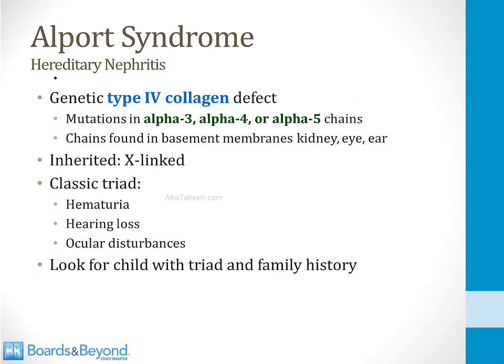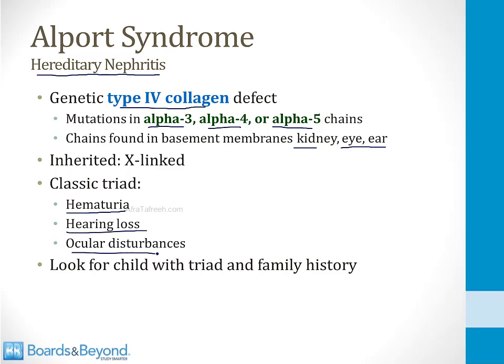Our final cause of the nephritic syndrome is very rare. It's called Alport syndrome. It's also called hereditary nephritis. This is a genetic disorder that involves a type 4 collagen defect. Children born with this condition have genetic mutations in the genes that code for the alpha 3, alpha 4, or alpha 5 chains of type 4 collagen. And those chains are found in the basement membranes of the kidney, but also in the eyes and in the ear.